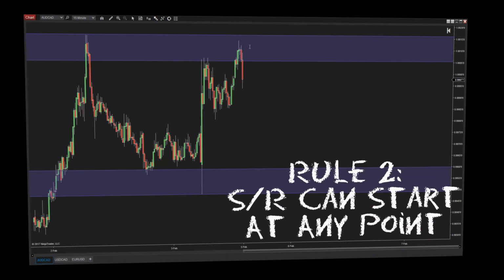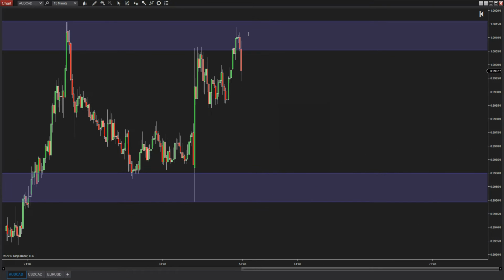Number 2, support resistance can start at any point on the chart and it ends whenever that level is broken. So where it starts and where it ends will be the overall idea of the range or the channel.